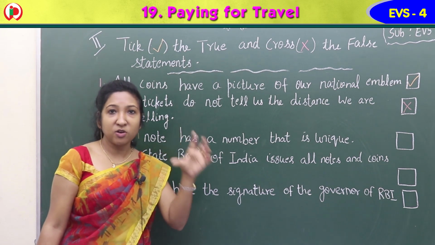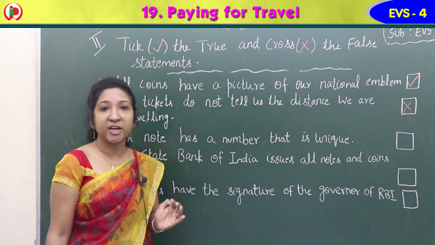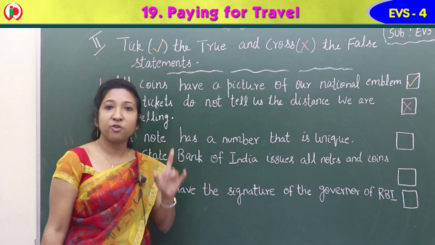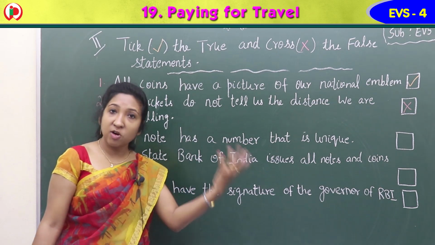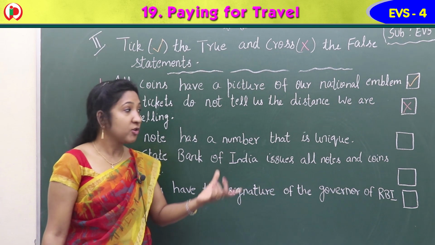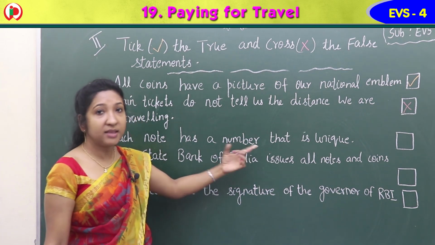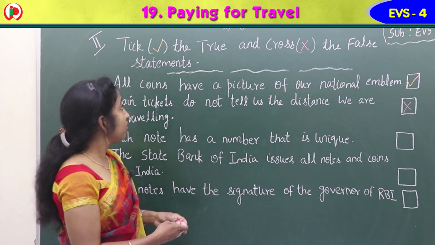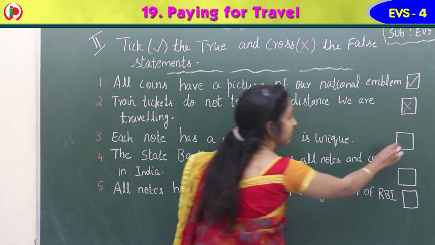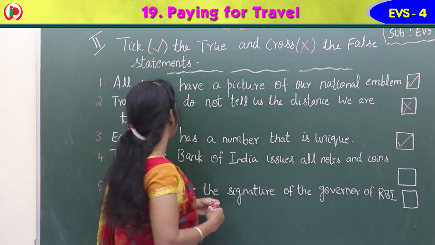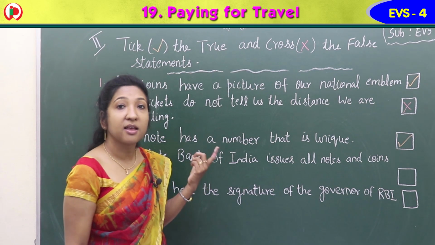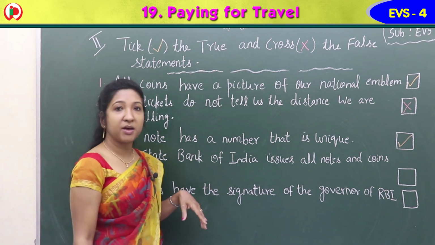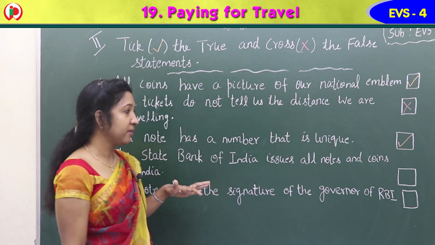Third one, each note has a number that is unique. On every Indian rupee note, there is a number printed on it. It is unique. One note's number is different from the other note's. Isn't it? So it is unique. That statement is correct. So we have to put a tick. Every Indian rupee note has a number that is unique. Yes, one number will be there on all Indian rupee notes.